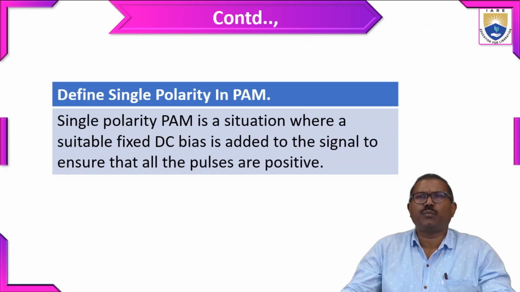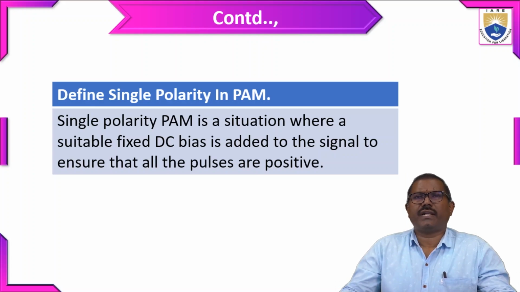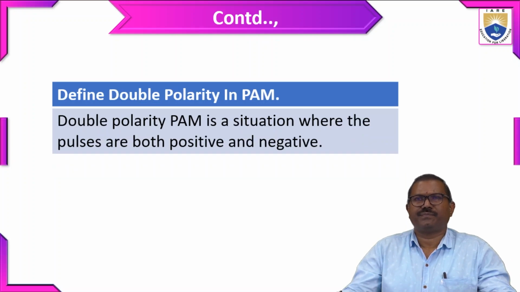Next, define single polarity in PAM, pulse amplitude modulation. Single polarity PAM is a situation where a suitable fixed DC bias is added to the signal to ensure that all pulses are positive. Only a single polarity, that polarity is positive. So that is single polarity PAM.